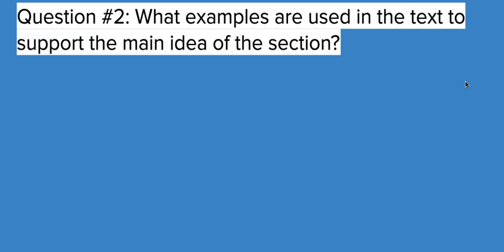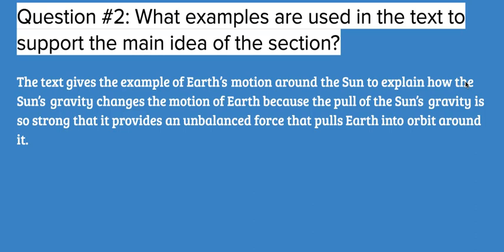So what were some examples used in the text to support the main idea of the section? So here's where you can talk about the telescope or a basketball, whatever the examples were in the textbook. So the text gives the example of Earth's motion around the sun to explain how the sun's gravity changes the motion of Earth, because the pull of the sun's gravity is so strong that it provides an unbalanced force that pulls Earth into orbit around it.